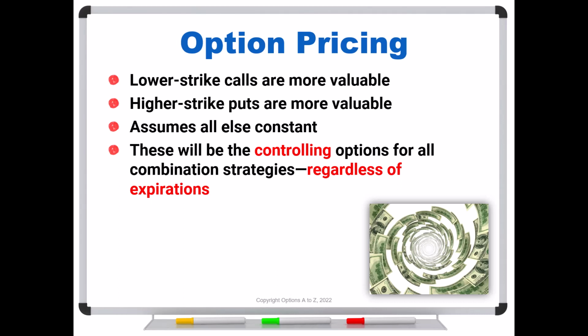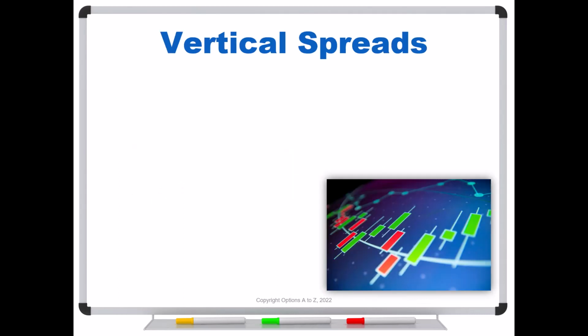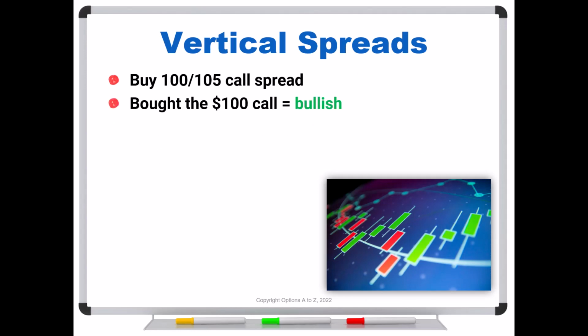So for example, let's start out with a simple one, vertical spreads. Let's say that you buy the 100-105 call spread, and that means that you bought the $100 call. Remember, if you buy the spread, it's a debit. That's what it means to buy it. And how did it become a debit? Well, you must have purchased the more valuable strike. You must own the $100 call. And so because you bought the $100 call, that's the controlling strike.